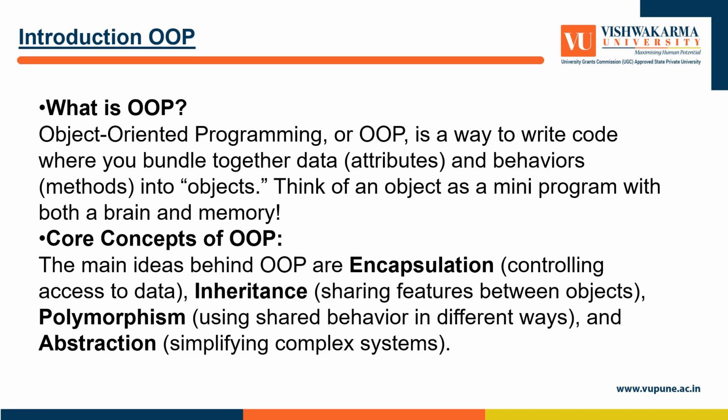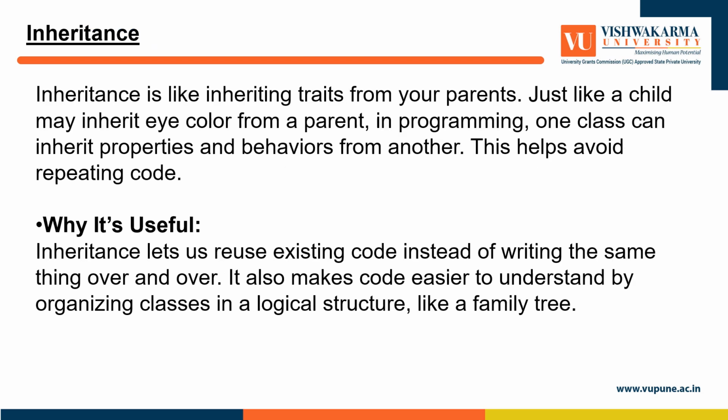Core concepts of OOP. The main ideas behind OOP are encapsulation, controlling access to data; inheritance, sharing features between objects; polymorphism, using shared behavior in different ways; and abstraction, simplifying complex systems. These concepts support modular, maintainable, and reusable code, making complex systems easier to design and understand. We will only discuss inheritance and encapsulation in detail in this lecture.